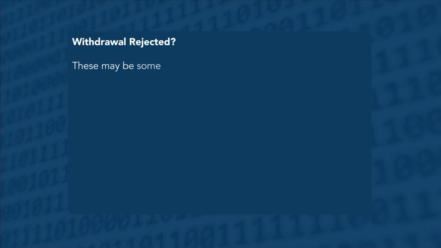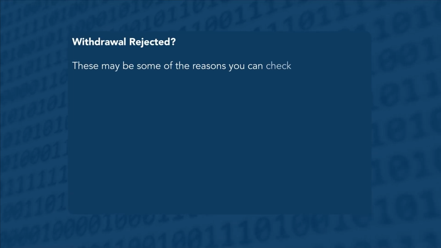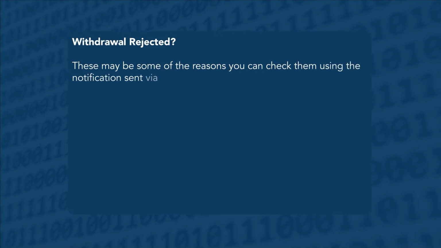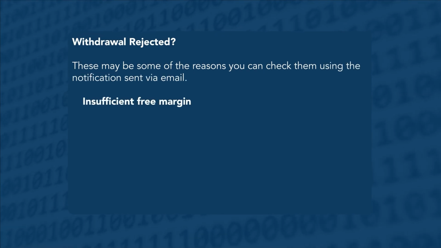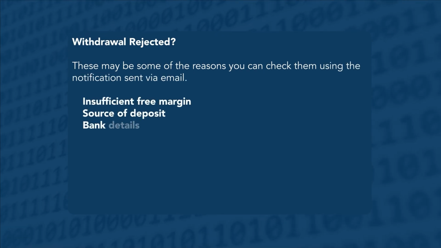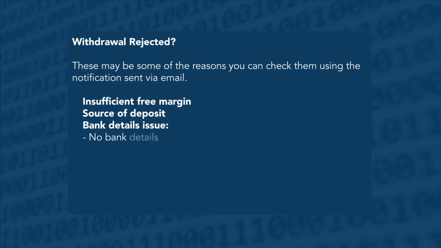Withdrawal rejected. These may be some of the reasons. You can check them using the notification sent via email. Point 1. Insufficient free margin. Point 2. Source of deposit. Point 3. Bank details issue.